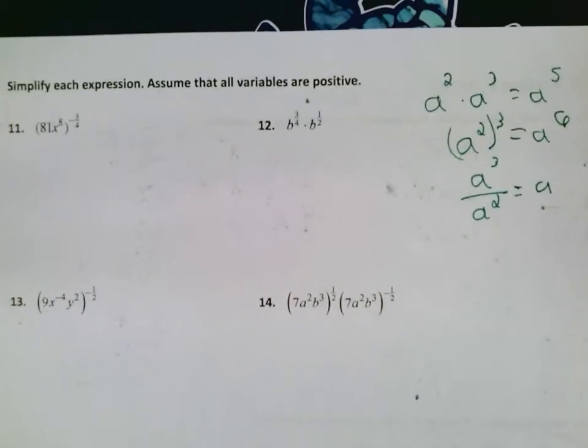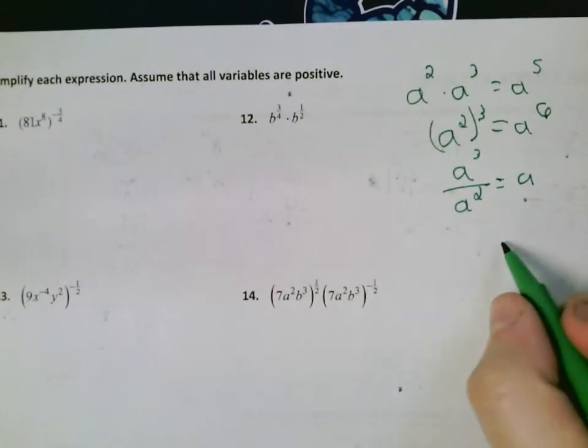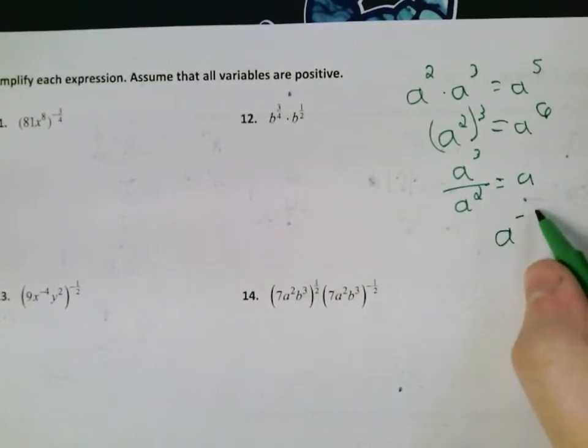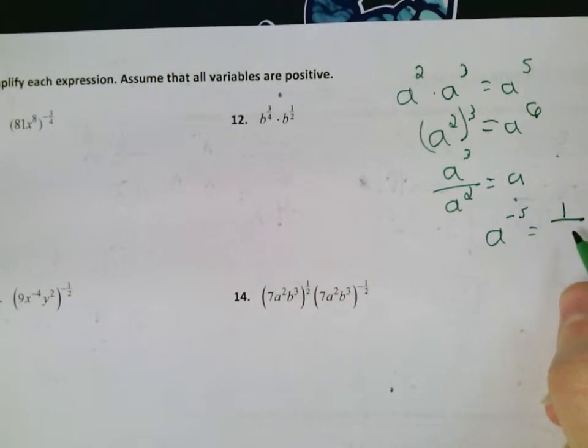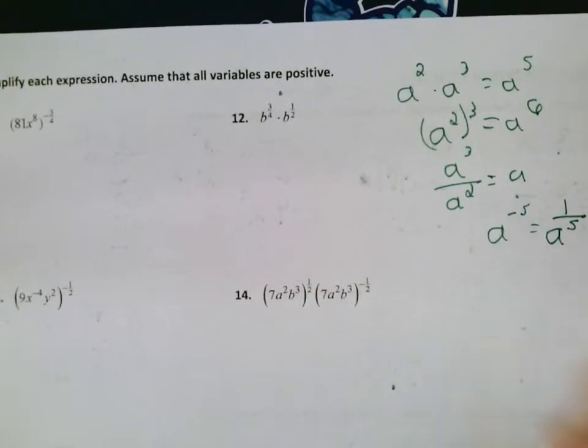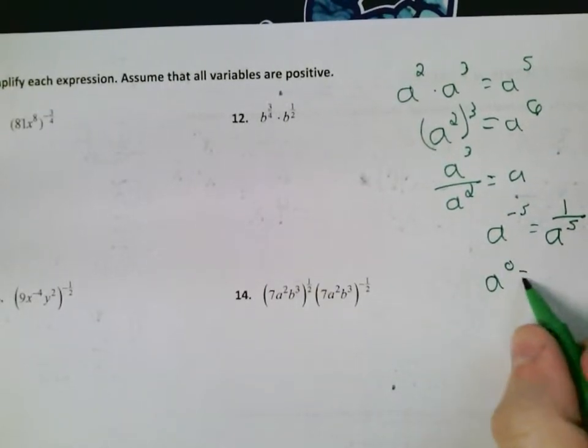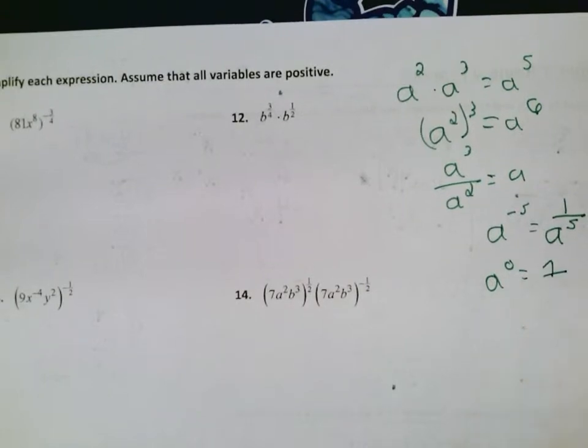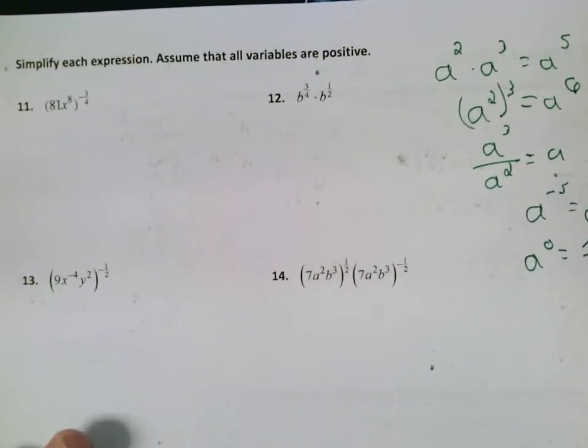Now I said 3.5 rules, that's because technically the other rule would be negative exponents. So if I have a to the negative 5th, technically that's 1 over a to the positive 5th. Another bonus one, again, these are just all exponent rules, is anything to the 0th power is 1. That's a very popular one to forget.